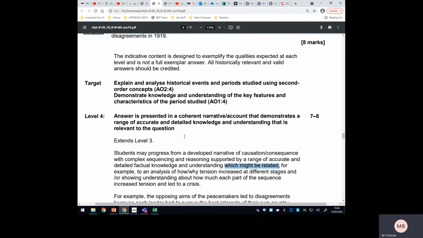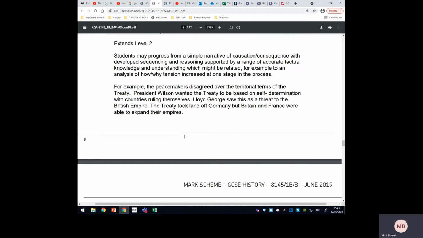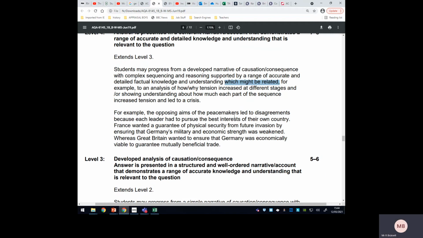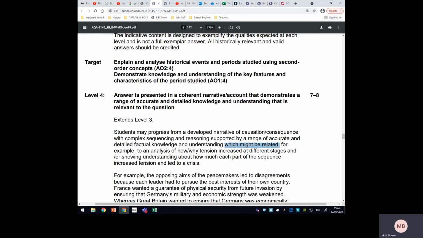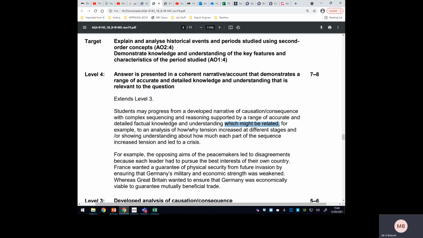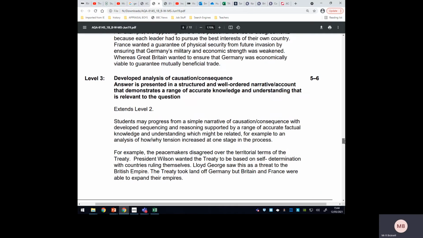So what's it got? So right, peacemakers. For example, the opposing aims of the peacemakers led to disagreements because each leader had to pursue the best interests of their own country. France wanted this, whereas Britain wanted that. And that's like a level 4 answer. You could do that now. If I asked you about how, because it's not even mentioning anything to do with Woodrow Wilson, absolutely. Or even some of the disagreements which were had, like France wants this and Britain would hate that, or America wanted this and Britain would hate that. So you can get top level answers by showing a really detailed understanding of the event and what that then led on to.